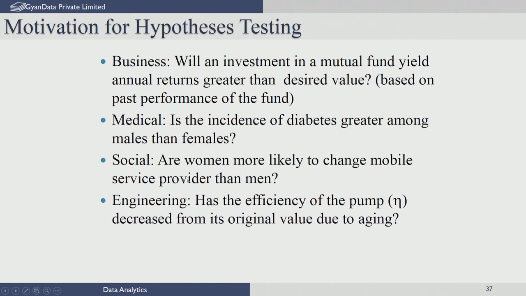In engineering, you can ask a question such as whether a pump's efficiency has degraded from its original value due to aging, and if so, you may want to do some maintenance of the pump. So, these kinds of questions, or decisions that you have to make, will be based on data that you have gathered about the particular object or item.